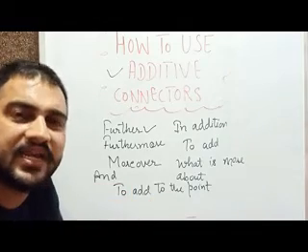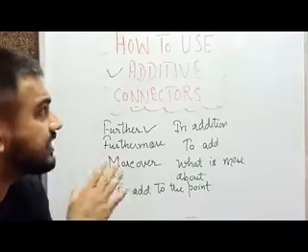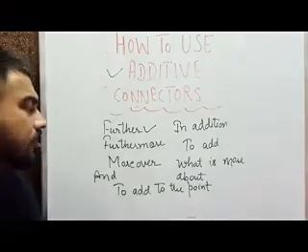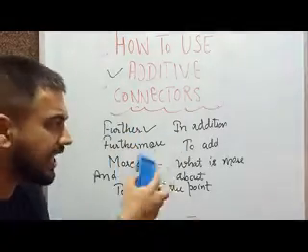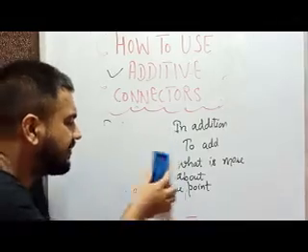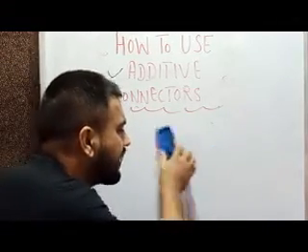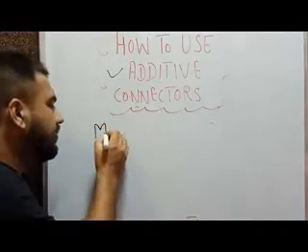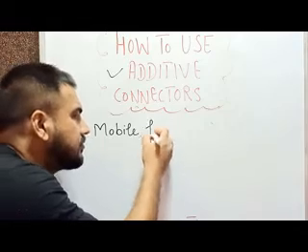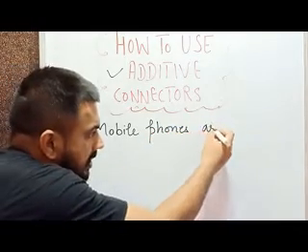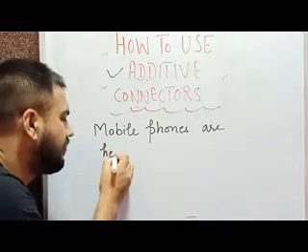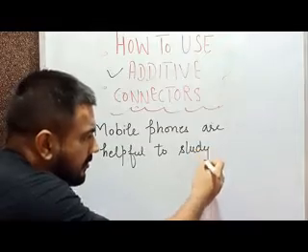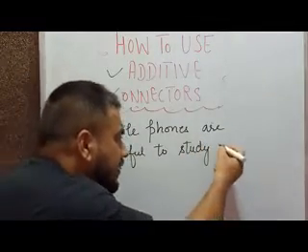Additive connectors are one of the categories of coordinating conjunctions. These connectors are used when we want to add something to the meaning of the previous statement. Let's take one example and write a statement so that you will be able to grasp it. Say, as a point, mobile phones are helpful to study different subjects.